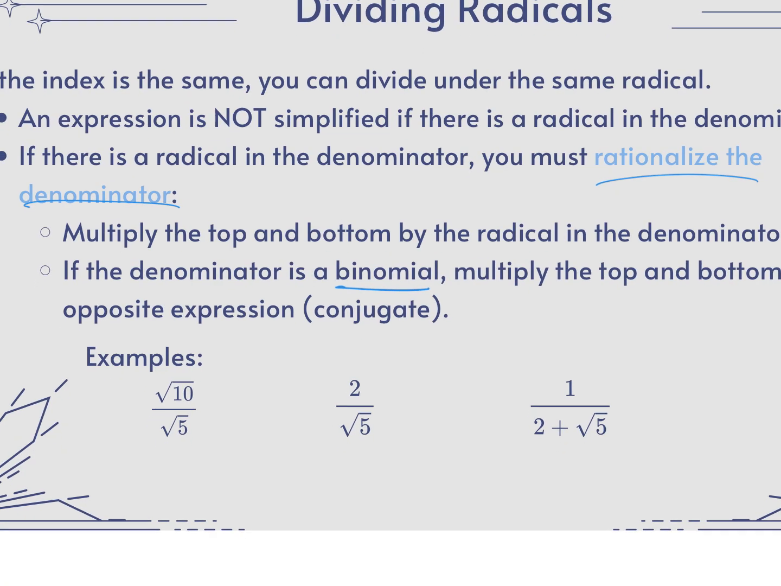All right, so square root of 10 and square root of 5, right? It's the same index, and they're being divided, so this you're allowed to write them under the same radical, right? And then you can just divide as normal. 10 divided by 5 is 2. So it just looks something like that.